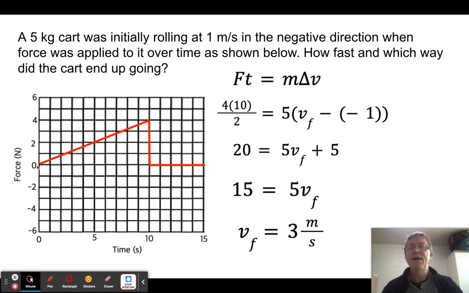So I'd say, well, I've got basically 4 newtons over 10 seconds, but I've only got half that area. So I'm going to say 4 times 10 divided by 2. That's the force times time part that I got off the graph. And that equals the 5 kilogram cart, and I'm trying to find its final velocity, but it's going to be final minus initial, and its initial velocity was -1. If I clean this up a little bit, I get 20 equals 5 VF plus 5. Then when I solve for VF, I see it's going 3. So it was going in the negative direction at 1, and now it's going in the positive direction at 3.